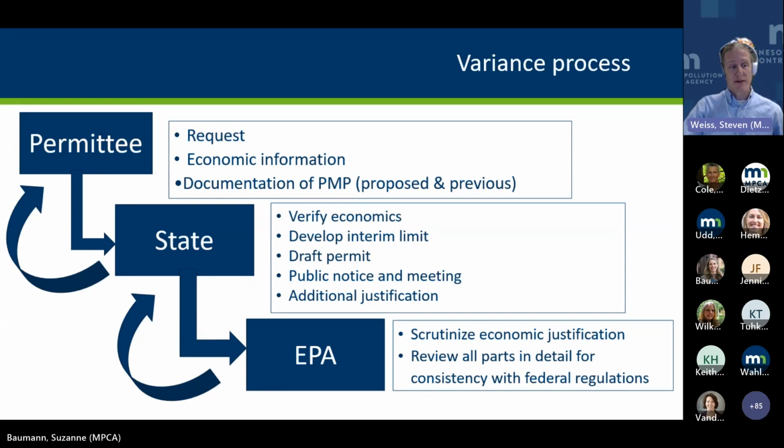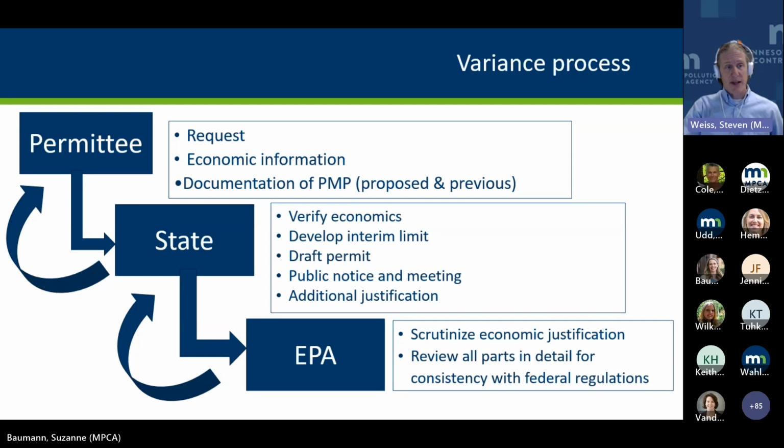We will develop interim limits representing the highest attainable condition, which will be expressed in the upcoming permit if the variance is granted. And then we'll draft the permit, public notice the permit, and host a public meeting on the variance at least 45 days after the initiation of public notice. Additional justification is provided through the preliminary determination. All of this gets sent to EPA Region 5 in Chicago.